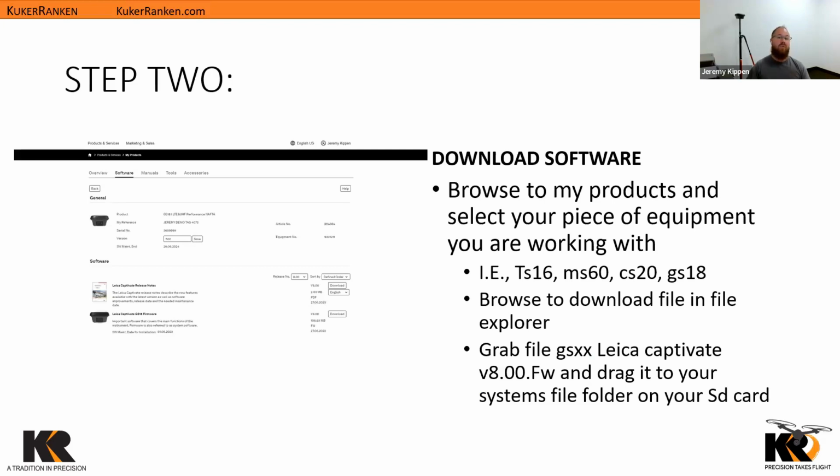So next step, what do we need to do? Well, we need to find the software. Once you have logged into My World, you're going to go to My Products, and if you have entered everything in, you will have a catalog of every single piece of equipment you have, ranging from your data collectors, your toll stations, to your GPS units. What you will want to do there is select the unit in question that you're going to upgrade and browse over to the software page.